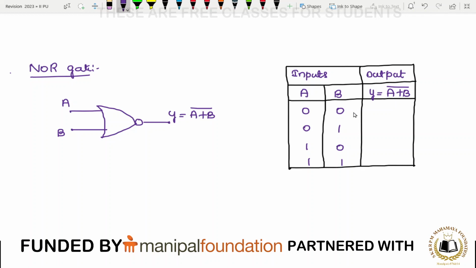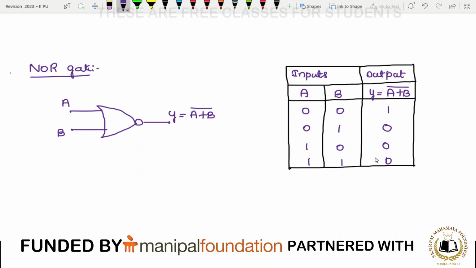So 0 and 0, output is what? 0. It's a bar. So it's OR, right? So it becomes 1. Here 0 and 1, output of the OR is 1, but its complement becomes 0. Bar is there. So 1 and 0, 1, but its bar becomes 0. 1 and 1, 1 bar becomes 0.